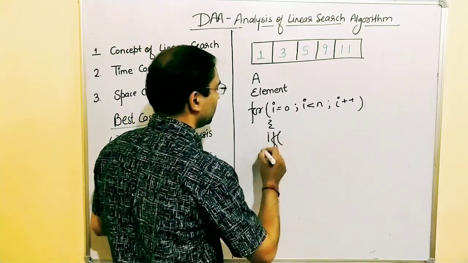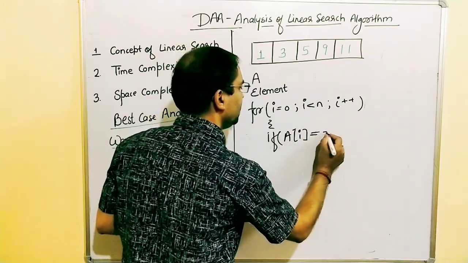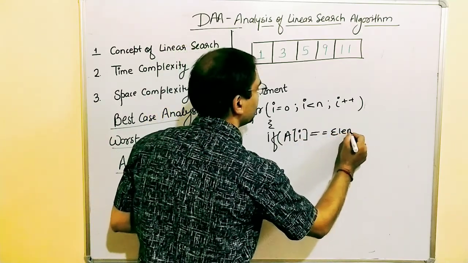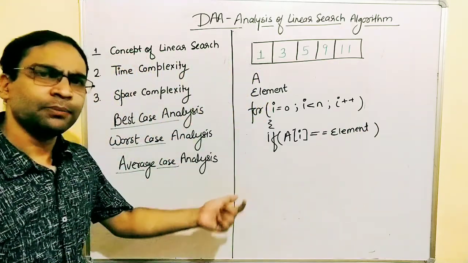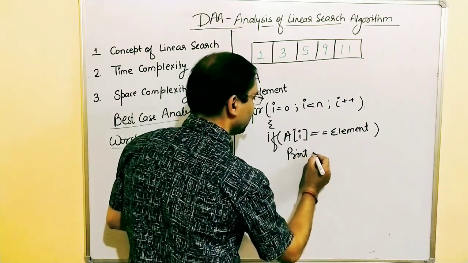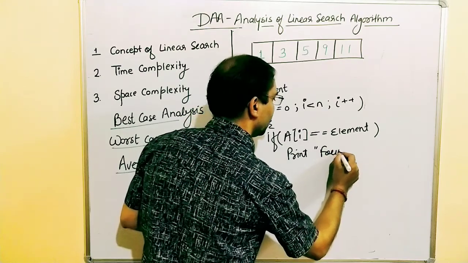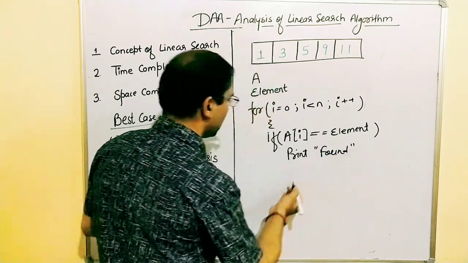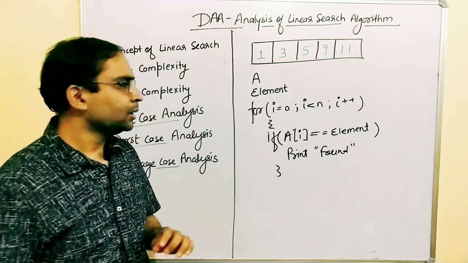So we'll write if A[i], that is the array index, is equal to the element, then we can simply print the index of the element, or we can simply print a message that the element is found. So this is how this algorithm works, right?